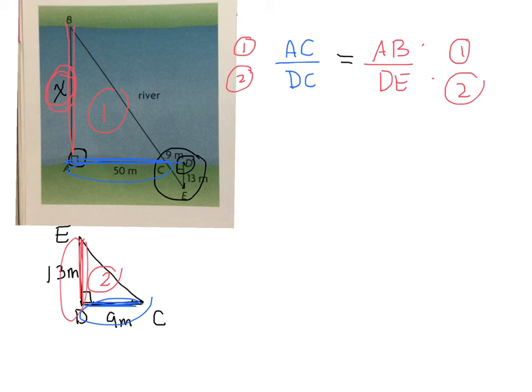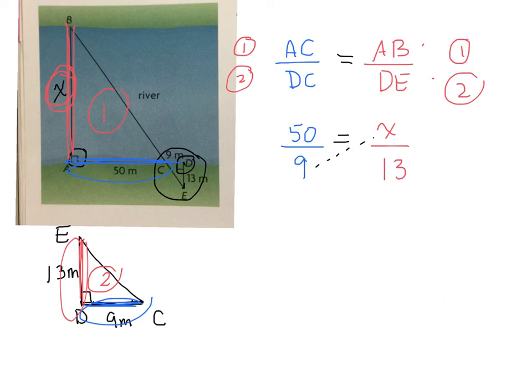So now just fill in the values. Good. AC is 50. What's DC? So 50 over 9 is equal to, what's AB? What's AB? X. We don't know what AB is. And what's DE? 13. How do I solve this? We have a proportion now. We have an equation. Cross multiply.